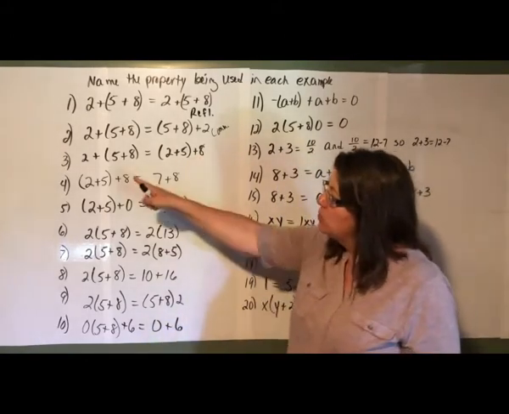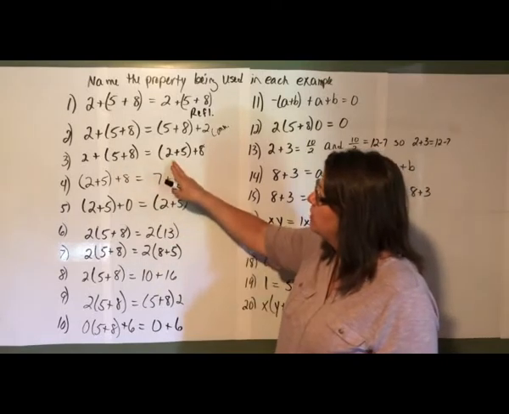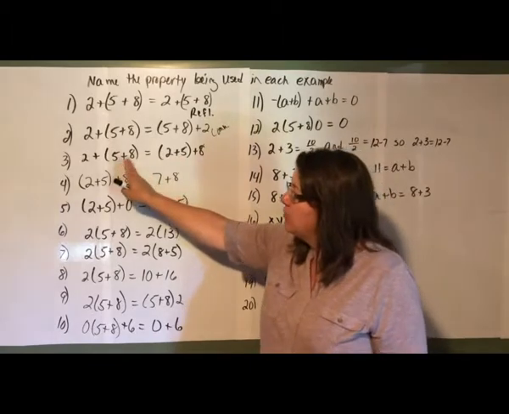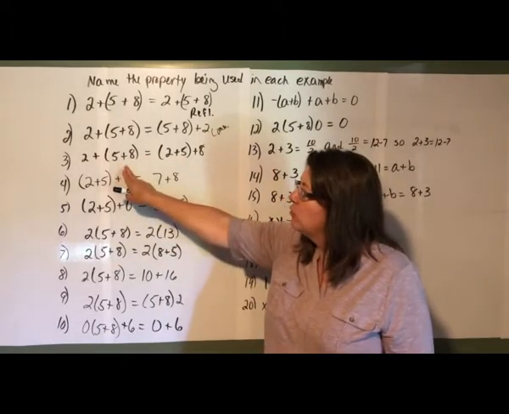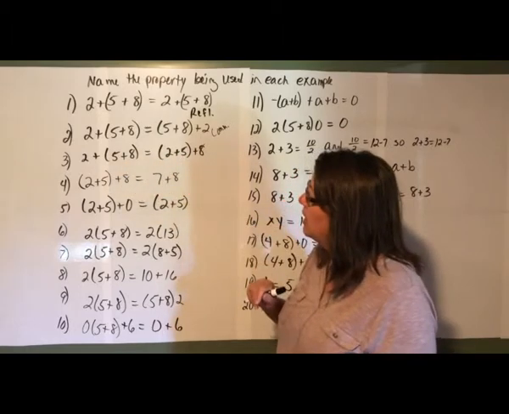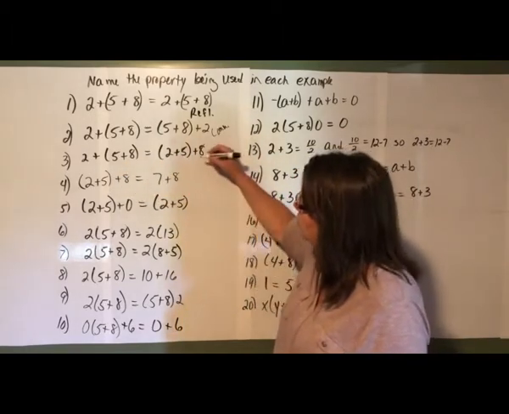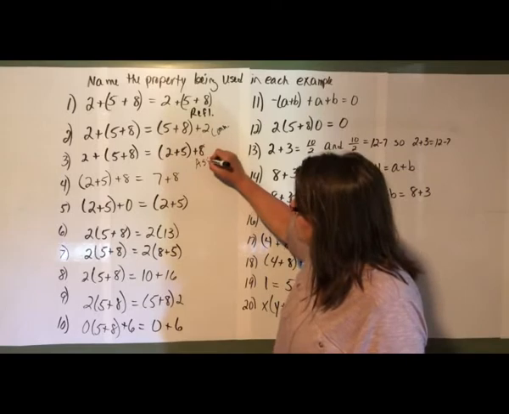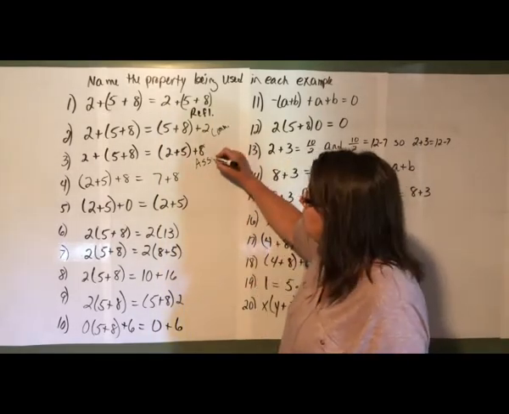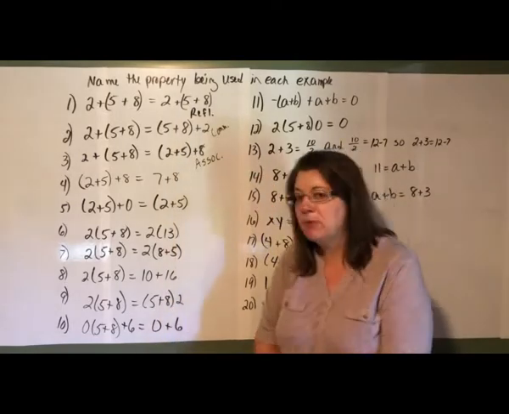Number 3. 2 plus 5 plus 8 equals 2 plus 5 plus 8. The order did not change. There's only one equal mark, and the grouping has changed. The parentheses have changed across that equal mark. So that would be the associative property. Be careful with your abbreviations. Please make sure that you don't have any bad words on your paper.